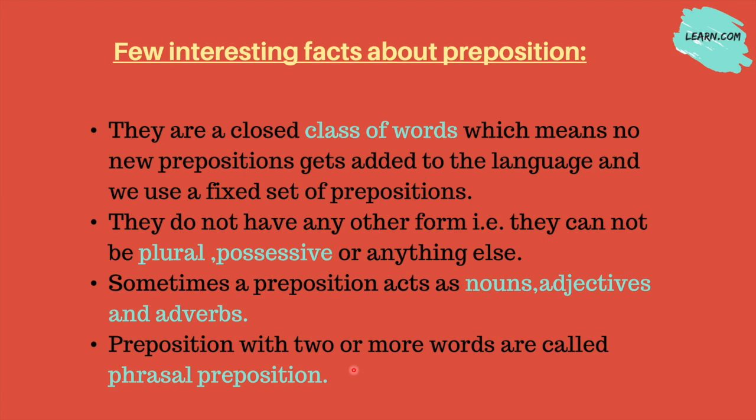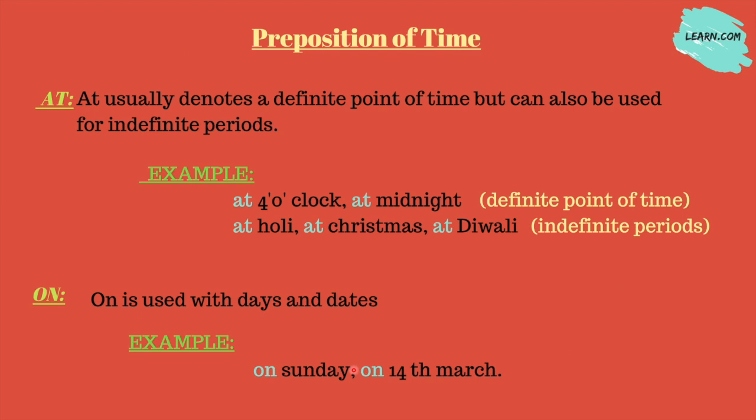Now we'll actually begin the topic. As I already told you, I have categorized the prepositions here into four types: preposition of time, preposition of position, preposition of movement and direction, and phrasal preposition. Now we are going to begin with the first category, that is the preposition of time. I have used the important prepositions to explain this. I might miss some of them, but most of them I have tried to cover.